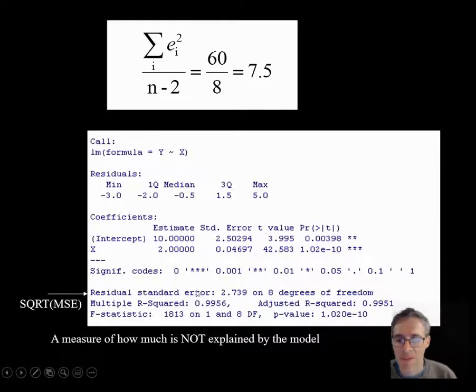So R will report here this mean squared error. Remember, the mean squared error is the residual sum squared divided by n-2. R will give you the square root of that value, and you get that basically for free as part of this report. And again, this is a measure of how much is not explained by the model. So this value 2.739 is the square root of 7.5, right? So this number relates to what the Nieder book calls the mean squared error by just a square root function.